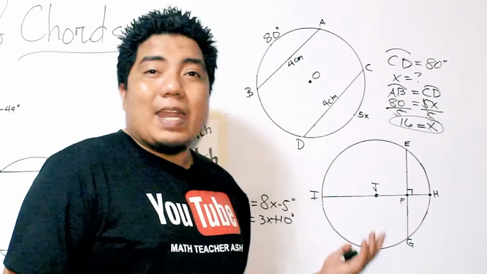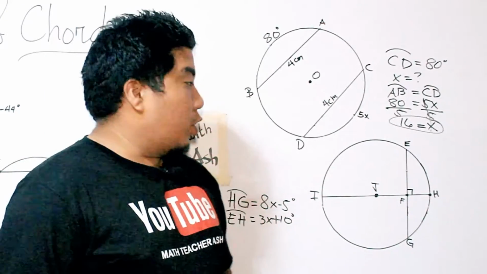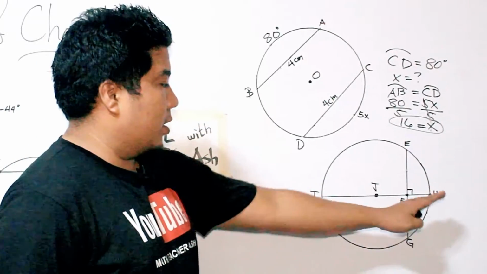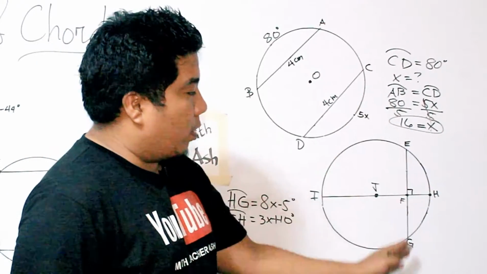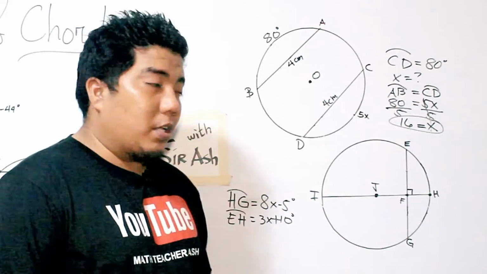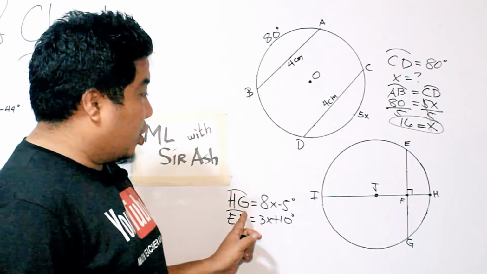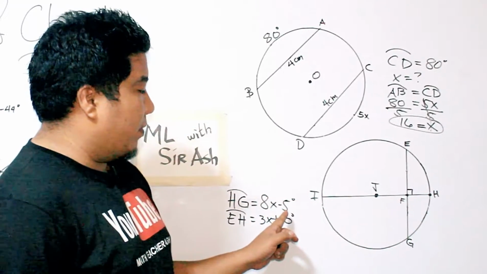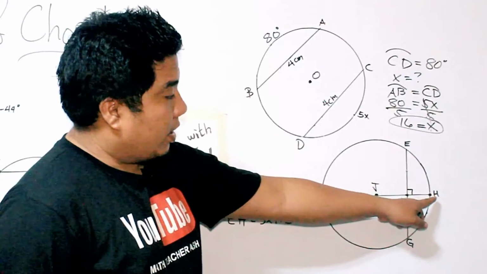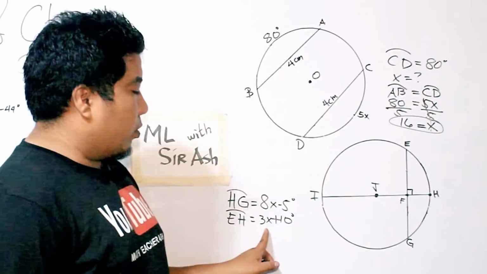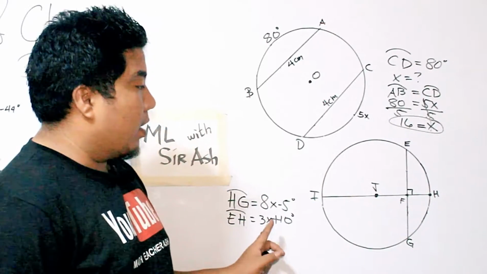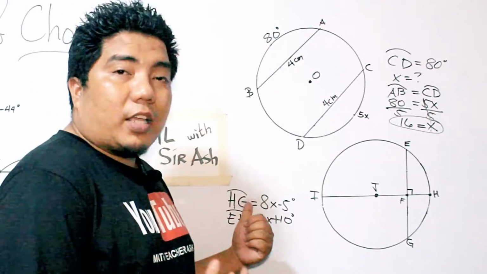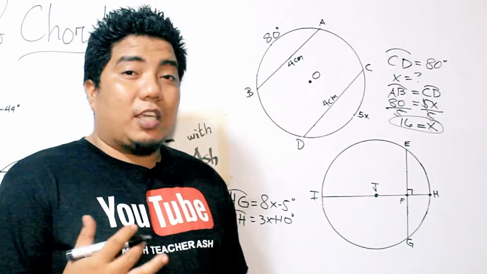We have here an application of the second theorem. So this is circle J, in which diameter IH is perpendicular to chord EG. Question is, if arc HG is 8x minus 5 degrees and arc EH is equal to 3x plus 10 degrees, then what is the actual measurement of arc HG and arc EH?